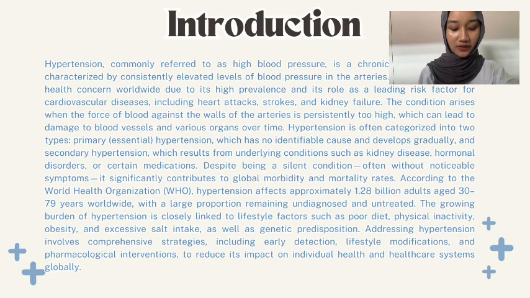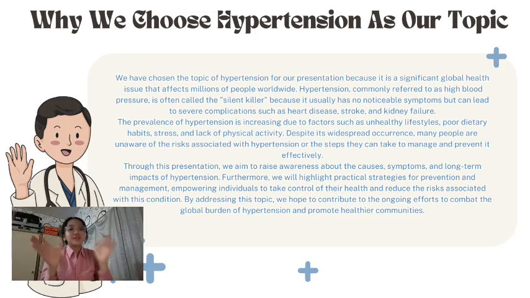Next, I will give a brief explanation about hypertension. Hypertension, commonly referred to as high blood pressure, is a chronic medical condition characterized by consistently elevated levels of blood pressure in the arteries.